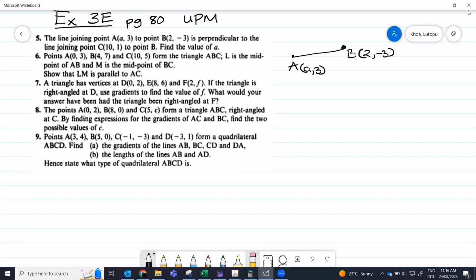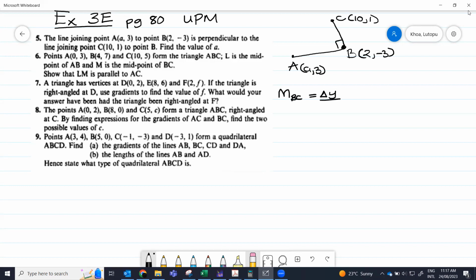Now what we're told is that there's another point C, and the line joining C to B is perpendicular to AB. So the coordinates of C are 10 and 1. So now we want to find out what is the value of this point here, A. Right, now to work that out, first we'll work out the gradient of BC.